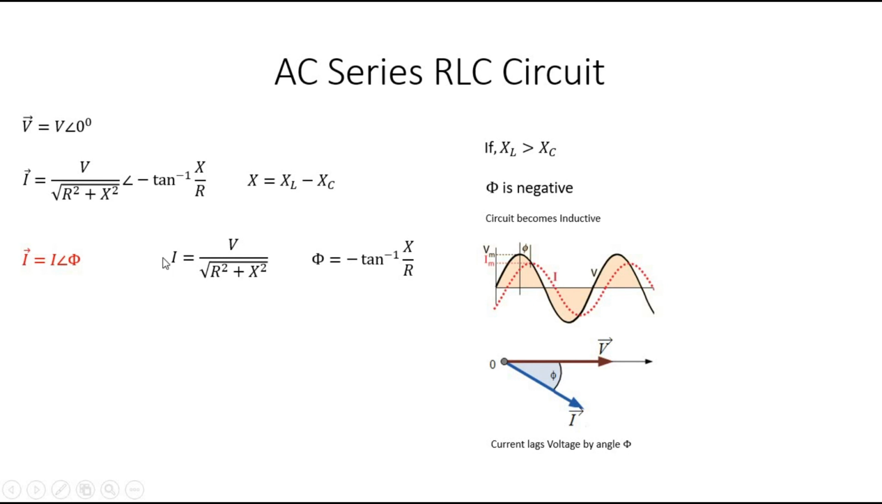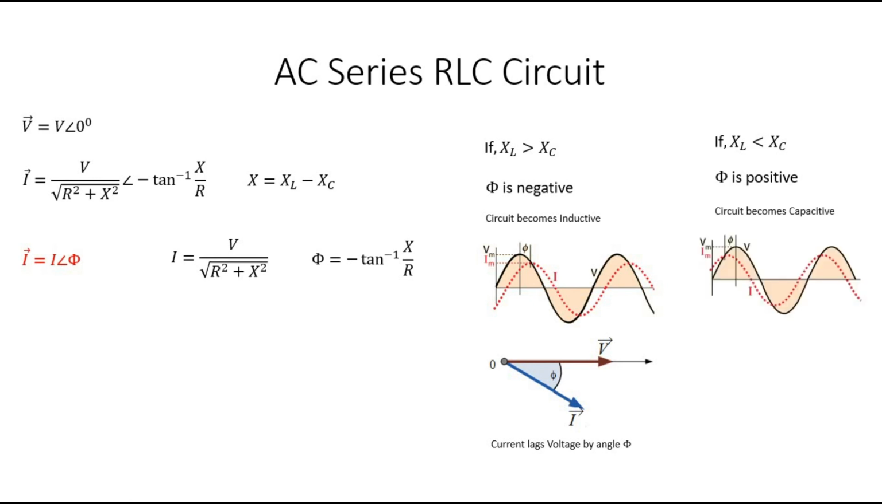And if XL is less than XC, X becomes negative. So minus of tan inverse of a negative becomes positive, so phi becomes positive. And if phi is positive, the current is leading, which means the circuit becomes capacitive. Here the current is Im sin omega t plus phi, and the phasor diagram shows the current leading. Current leads the voltage by angle phi.